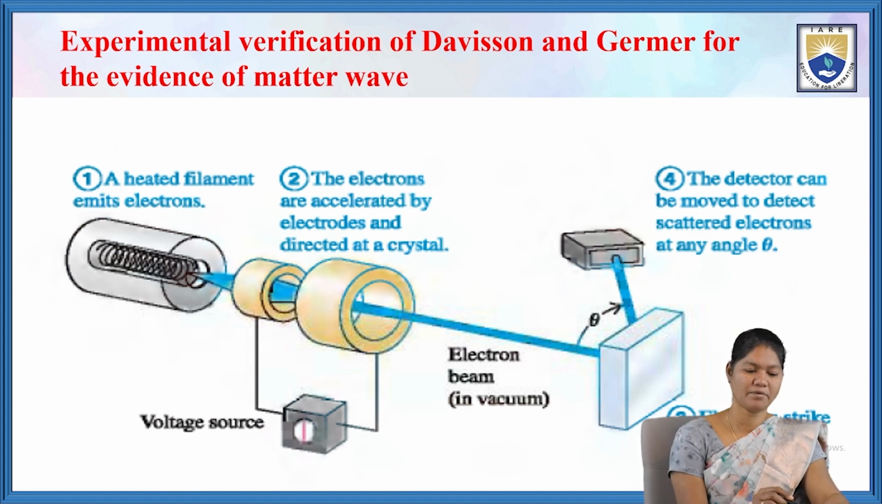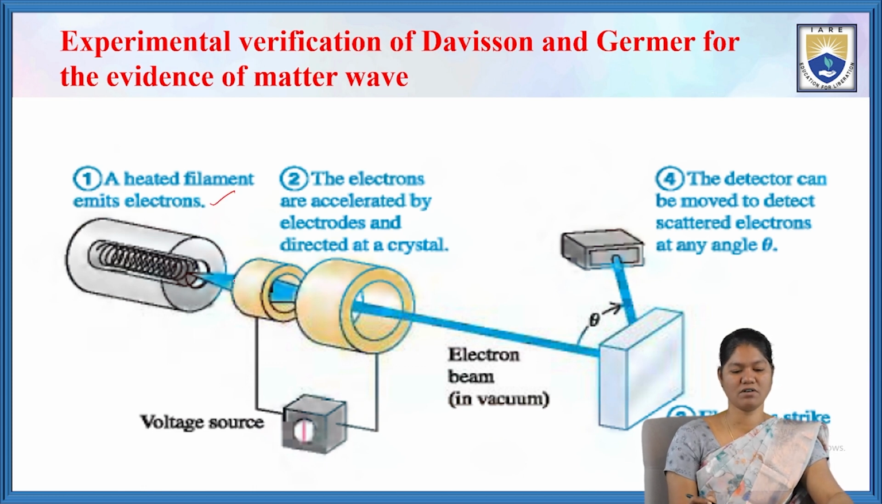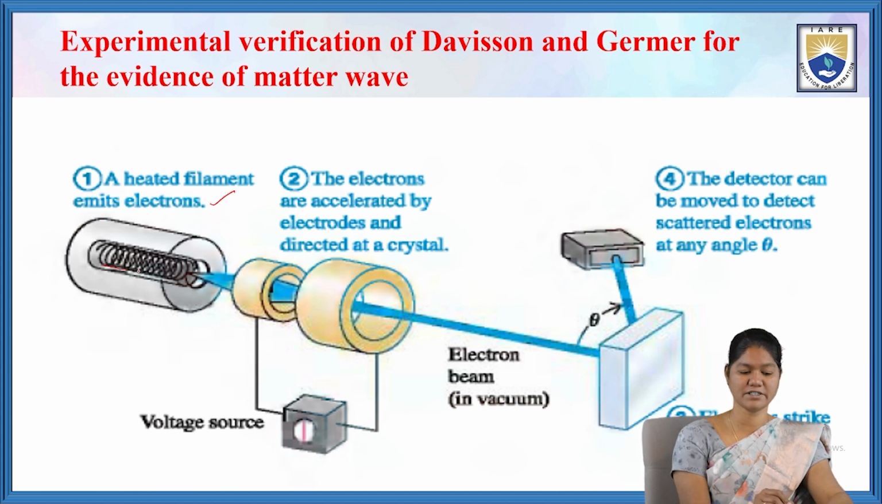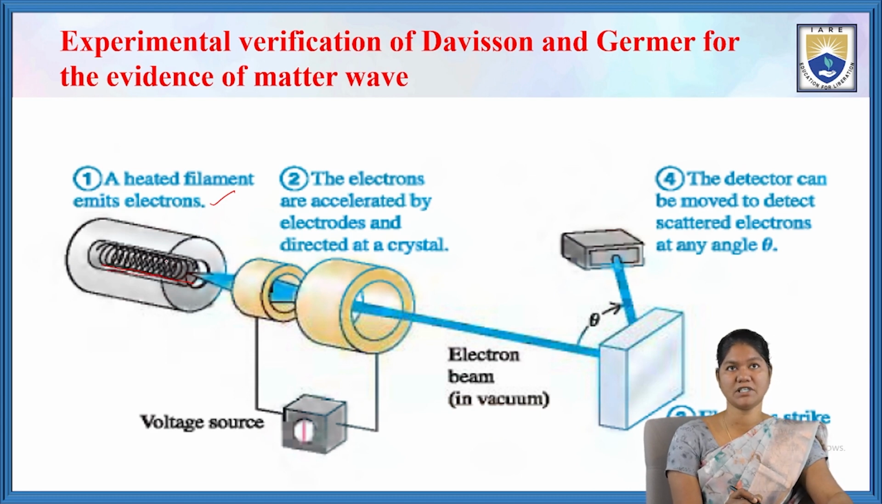In this diagram, there is a heated filament which produces electrons. When the filament is heated, it produces dull red color electrons. So it is producing electrons.